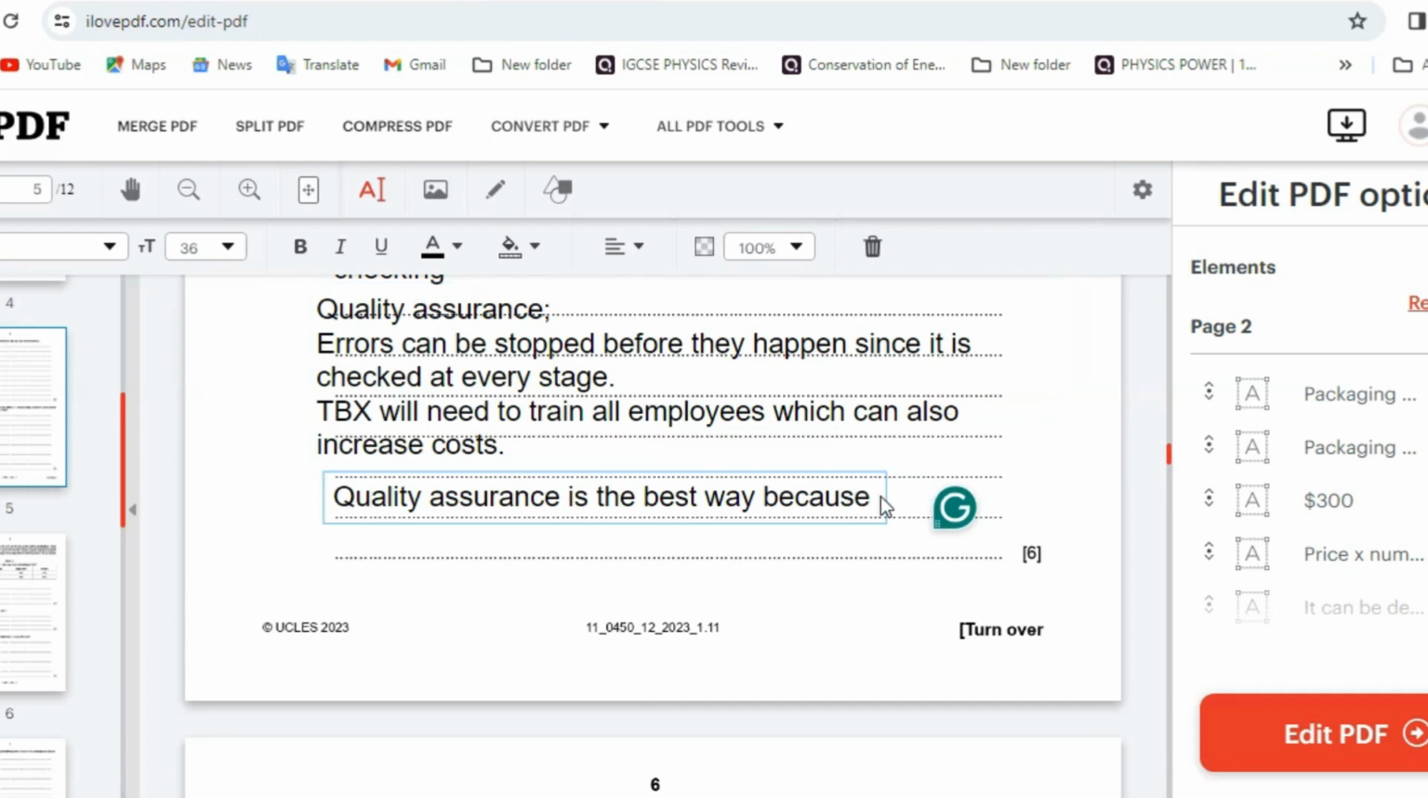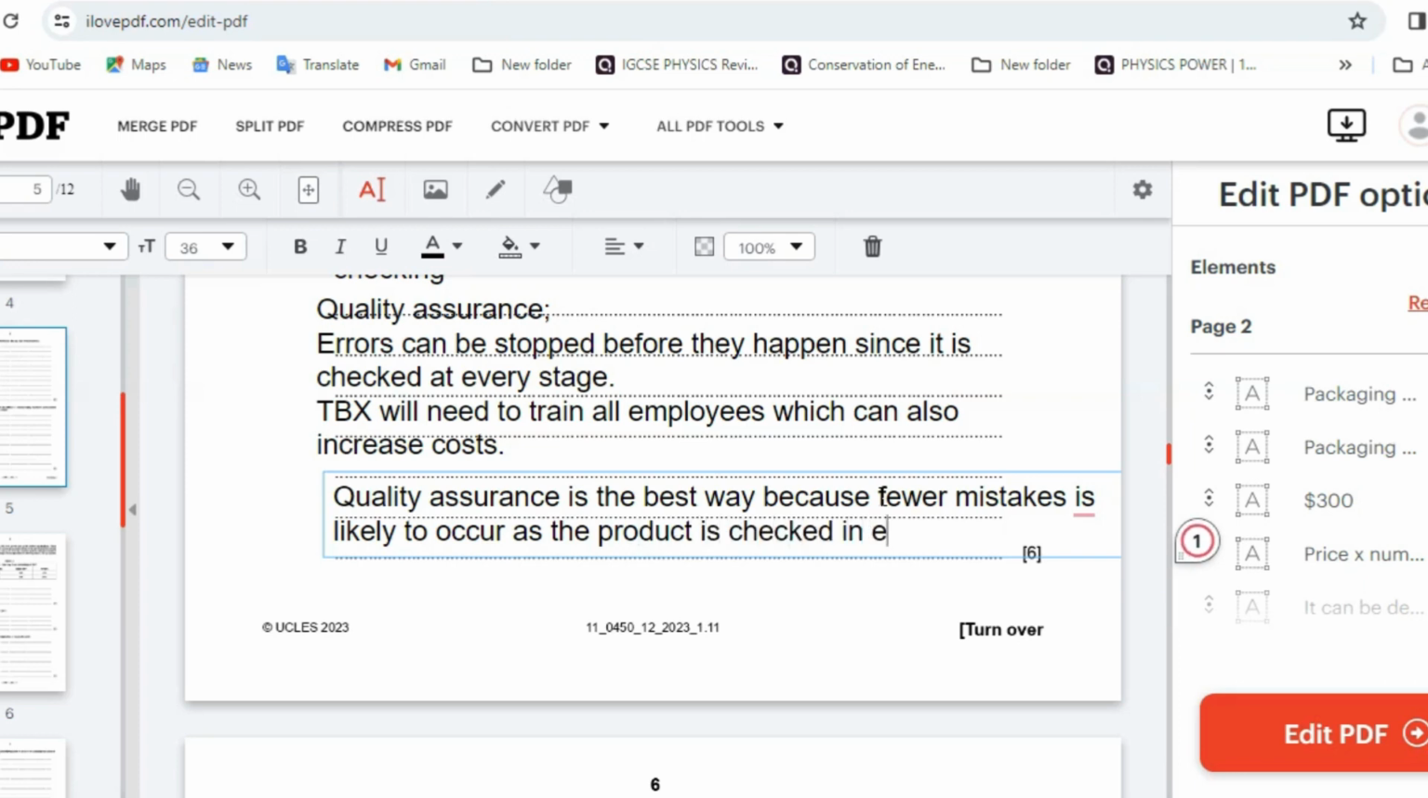likely to occur. Let's say fewer mistakes are likely to occur as the product is checked in every stage, and this can cause what? It will reduce the wastage.